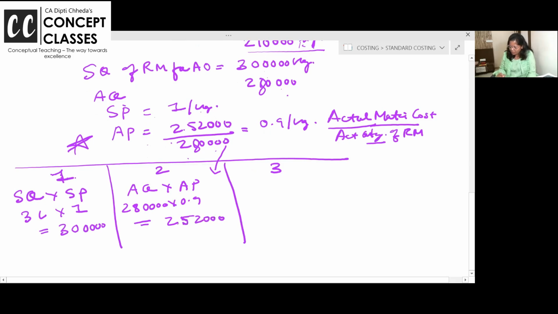252. I hope I'm not going fast in the very first problem. Actual material cost you can copy directly. Actual quantity into actual price. Third column is actual quantity into standard price. Actual, how much is used? 280. And if you multiply by standard price of 1, what will your cost be? 280.